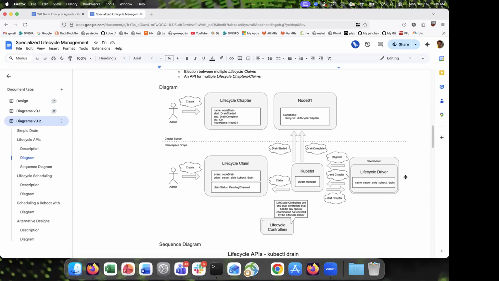And once it registers, the kubelet is aware of what its capabilities are. And when the kubelet does a claim on some sort of lifecycle claim, then it would send to it what I have here. I call it a start chapter. So there's two. I've said there's two lifecycle events. There's only going to be two, and the start signal is just to tell the driver to start its work, whatever the lifecycle event is. And then when the lifecycle driver is finished, there's an end to it.